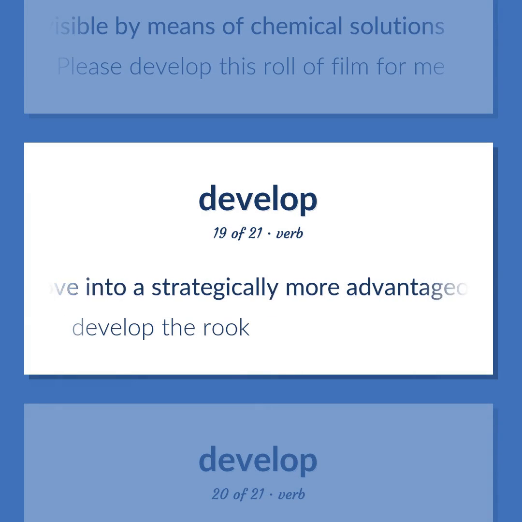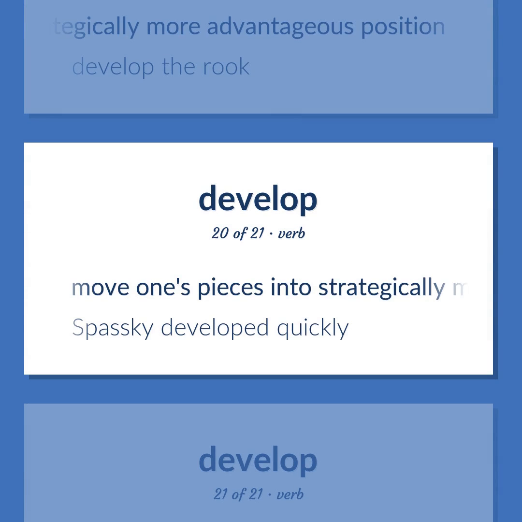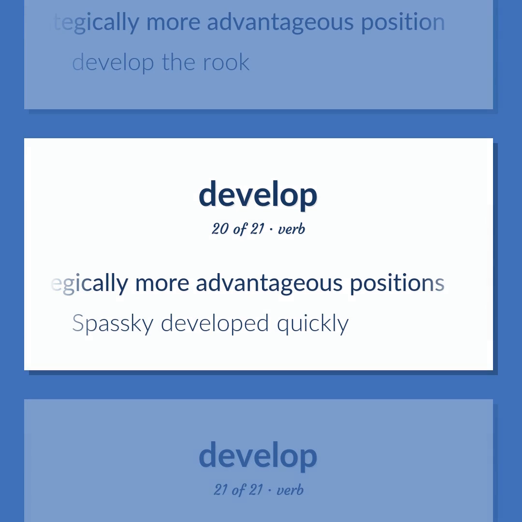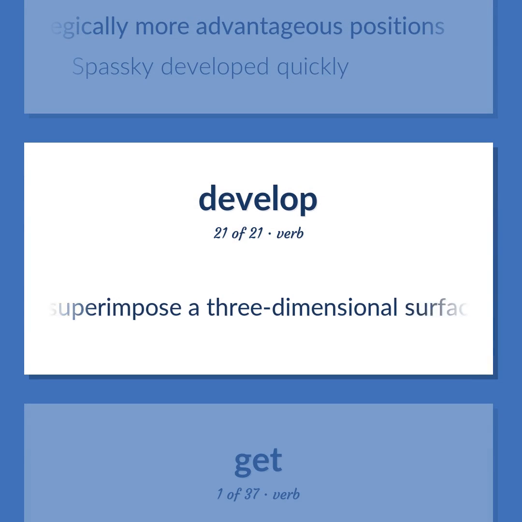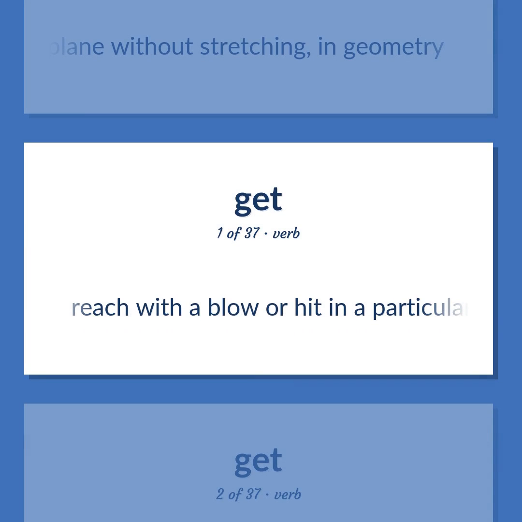Move into a strategically more advantageous position. Develop the rook. Move one's pieces into strategically more advantageous positions. Spassky developed quickly. Superimpose a three-dimensional surface on a plane without stretching, in geometry. Reach with a blow or hit in a particular spot.